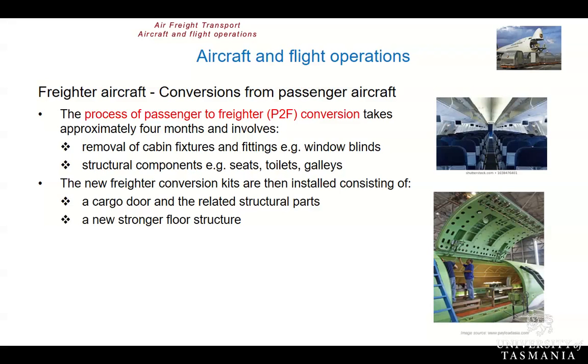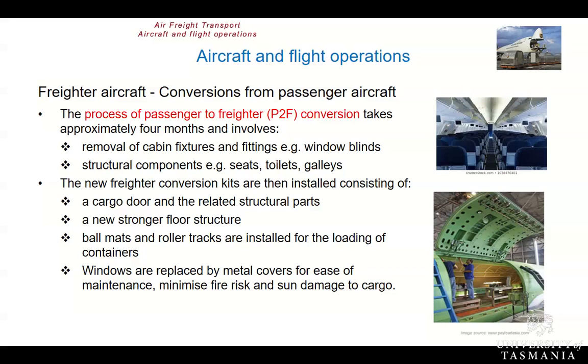You're going to have a new, stronger floor structure, given that all you're going to be carrying in there is cargo. You're also going to have some sort of system which is going to lock in the unit load devices, so it would be ball mats and roller tracks to enable you to load in your unit load devices and containers. And all the windows are going to be covered up with some form of metal covers, and that's essentially to minimise the risk associated with fire, minimise any sun damage, and to make ease of maintenance.